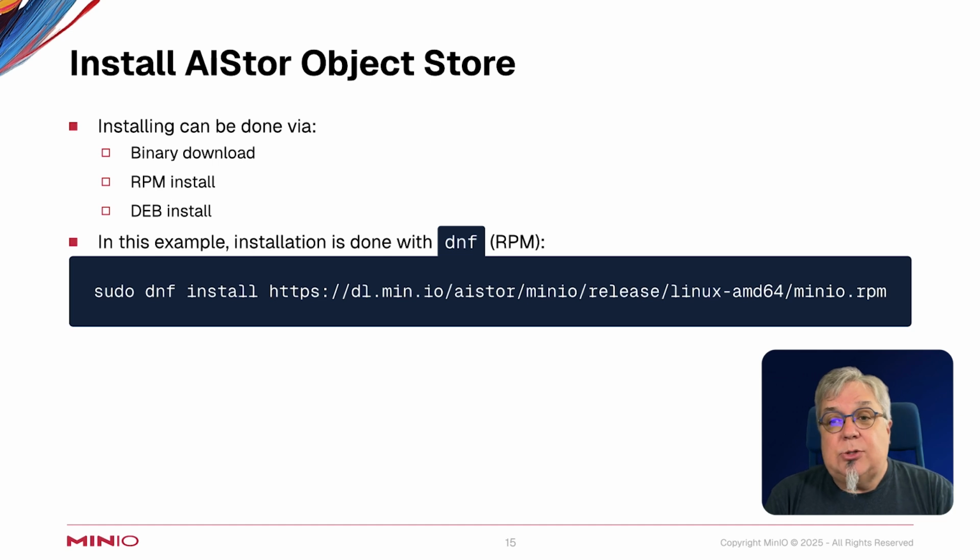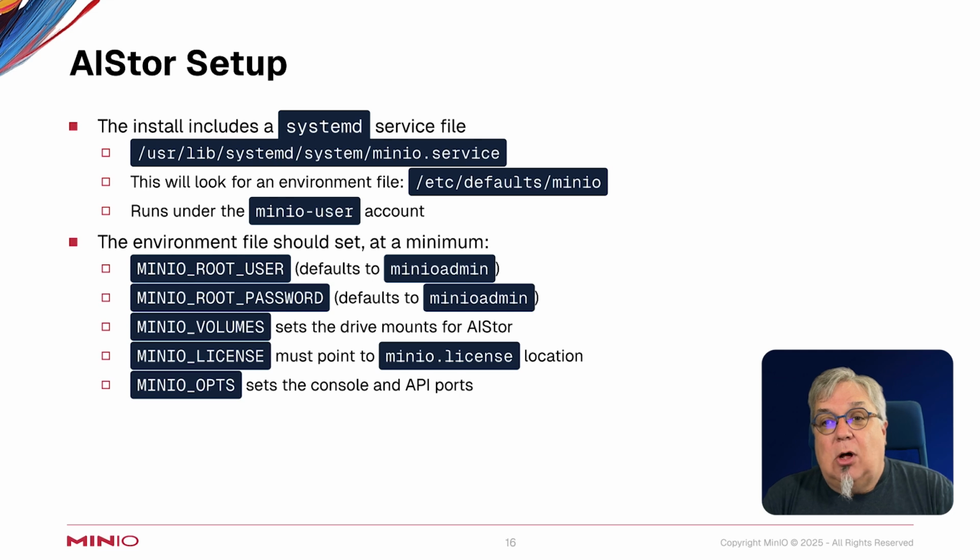Now, when you're going to install AIStor, you can install it via a binary download, which allows you to just download a pre-built binary and put it wherever you like. What we're going to be doing is using one of our RPMs that we publish on our downloads page. We also have Debian installs if you want to use that on Ubuntu. So in this example, we're going to be using the DNF service for the RPM. And it's really just very simple. We're going to do a DNF install, and that is the URL that we're going to be using to download the RPM.